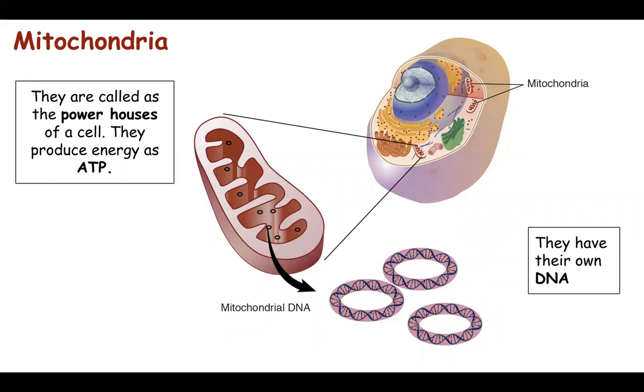Another thing about the mitochondria is that they have their own DNA. So the mitochondria can divide on its own without assistance from the nucleus. Both mitochondria and cytoplasm help in respiration, but the majority of respiration is carried out in the mitochondria. Therefore, mitochondria are called the powerhouses of a cell.